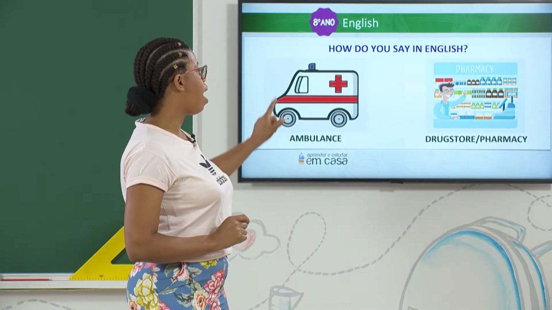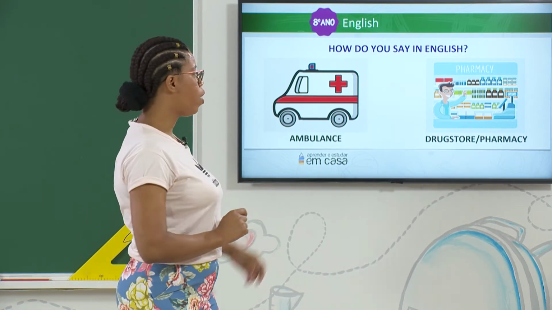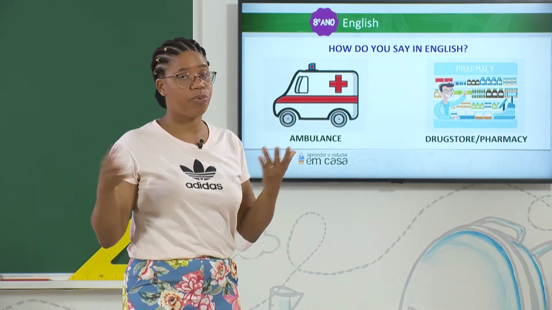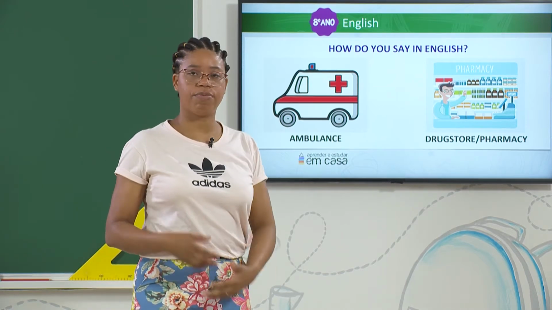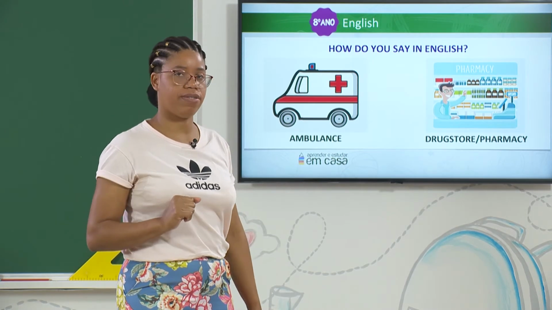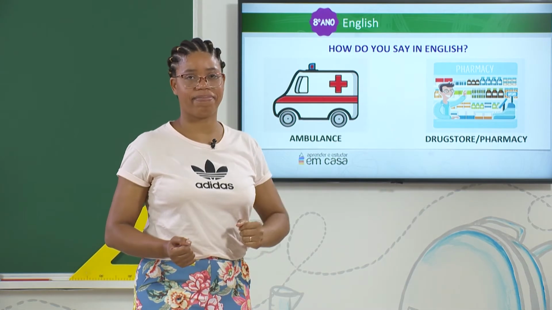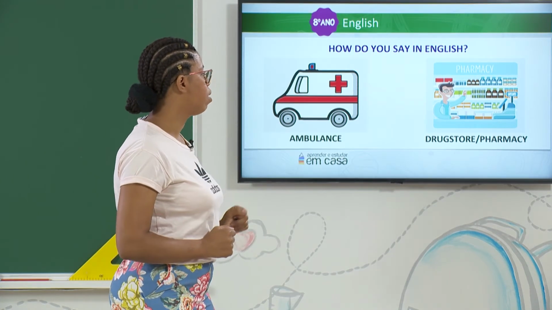Let's now see, how do we say these items or these things in English? We know that this is a symbol of hospital. Whenever we look at an ambulance, we remember the hospital. We think about the hospital, okay? This is the vehicle that transports sick people to the emergency. And that is the place where people buy the medicines. We can call it drugstore or pharmacy, okay? Let's see more.